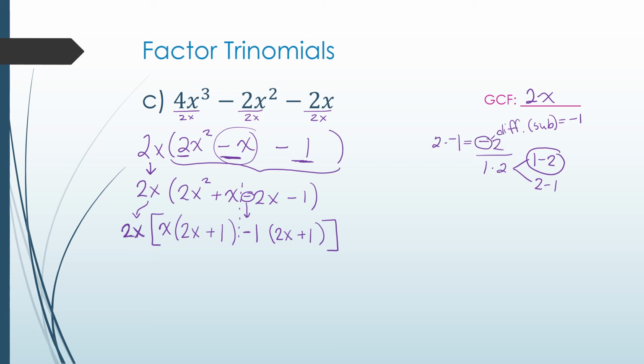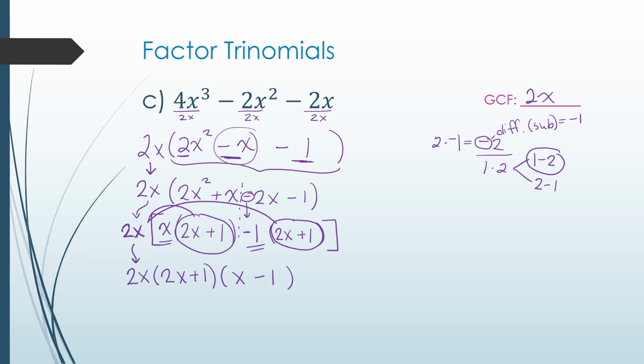Okay. So again, focusing inside the brackets, we want to see if we have anything in common. And if you notice, we have that 2x plus 1 and 2x plus 1, so we do have a common factor. So we want to factor that out. And if I factor that out in front, that would leave me with x minus 1. And then we have that tag along, that 2x is still there.